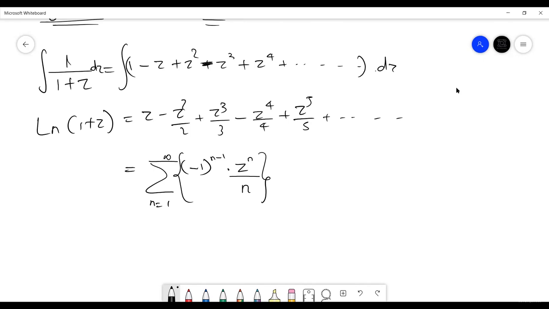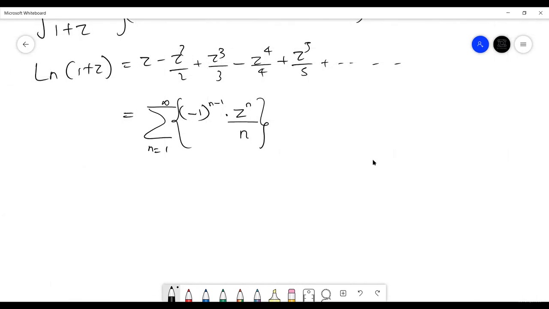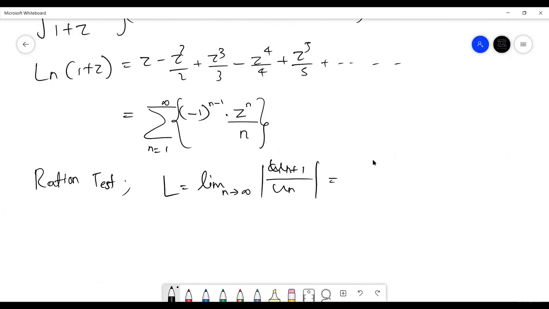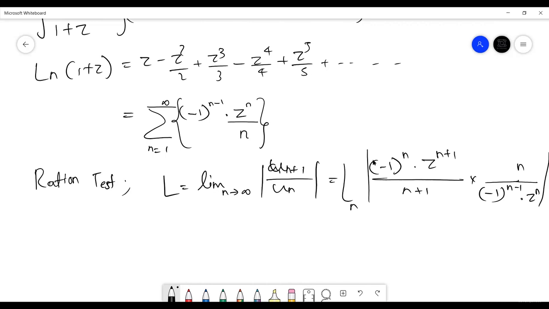So we'll do a ratio test. There are two tests, one is the ratio test and the other is the root test. Here, the ratio test would be easier. So from the ratio test, we can write L is equal to the limit as n approaches infinity of mod of u_(n plus 1) over u_n. So u_(n plus 1) gives (minus 1) to the power of n into z to the power of n plus 1 over n plus 1, divided by u_n, which means (minus 1) to the power of n minus 1 into z to the power of n over n, with the mod. So the limit as n approaches infinity.